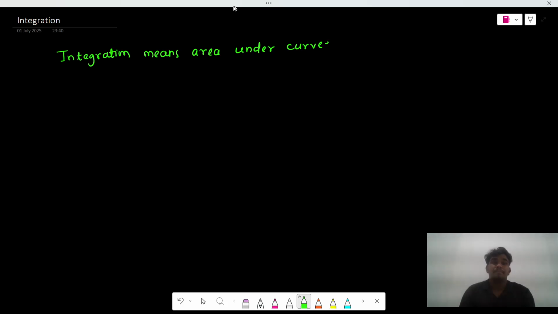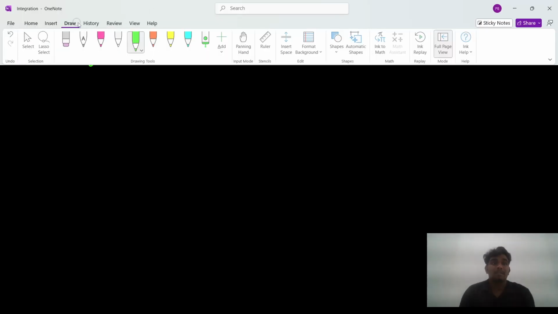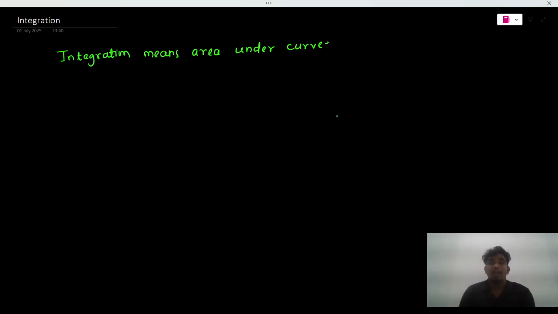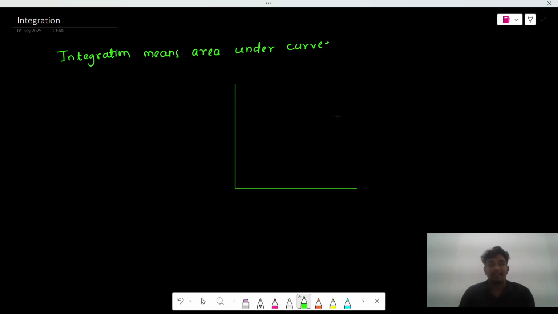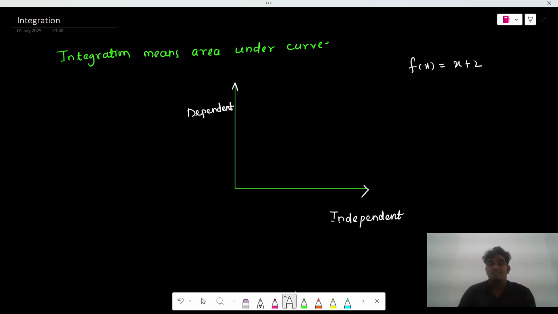Let's say, let me draw the graphical system first. Then I will explain. Let's say this is a two-dimensional graph. This is the independent axis. This is the dependent axis. So here on the independent axis, I will represent the variable. Let's say f of x is a function. f of x is equal to x plus 2. It is a straight line, a linear curve, right?